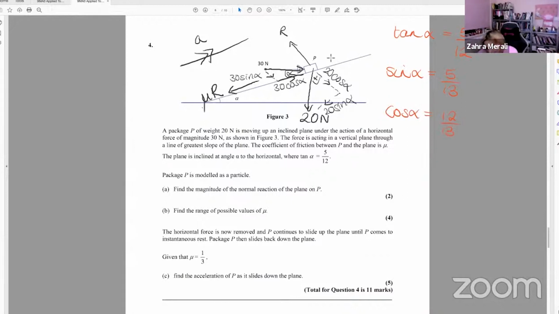Okay, now it's saying find the magnitude of the normal reaction. It's not moving up and down, so we're going to do up, or perpendicular going upwards, equals going downwards. What have we got going that way? We've got R, and going against it, we've got 20 cos alpha plus 30 sine alpha. Now we know cos alpha is 12 over 13, so we get 20 times 12 over 13 plus 30 times 5 over 13. Let's plug that in our calculator, gives us 30 newtons.